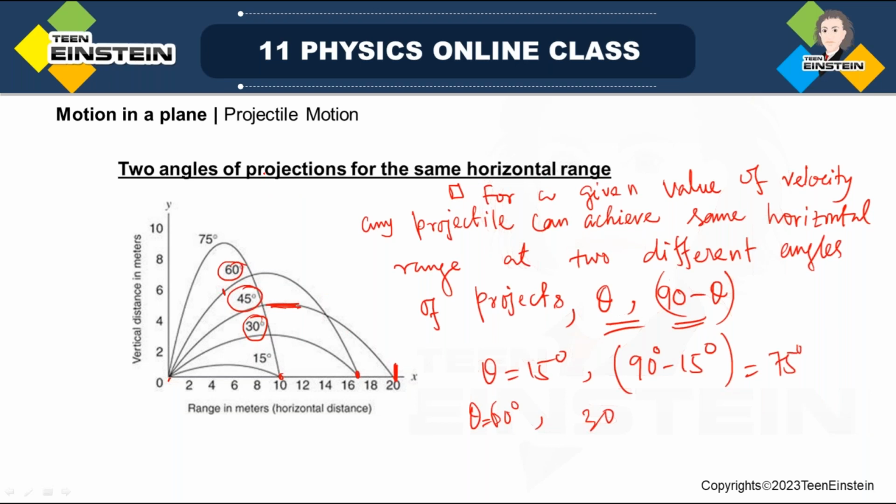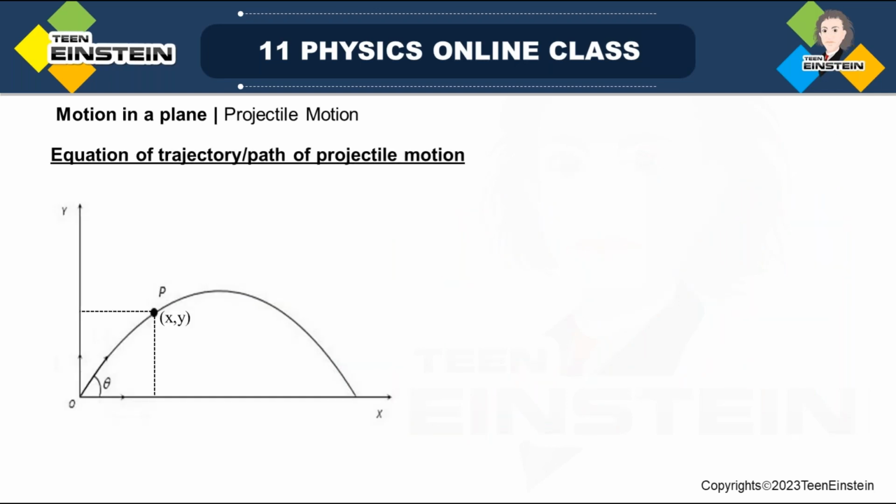All right, so this is how for two angles of projection we get the same horizontal range, for the same horizontal velocity, obviously for the same initial velocity. Okay, now we'll see the path of the projectile.